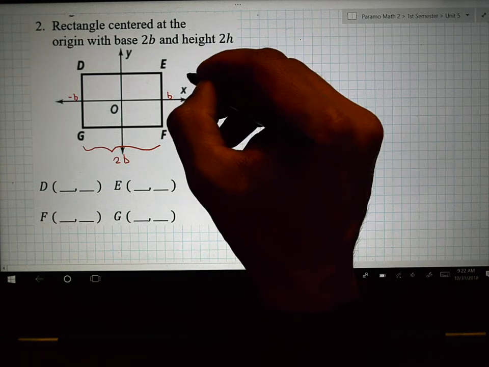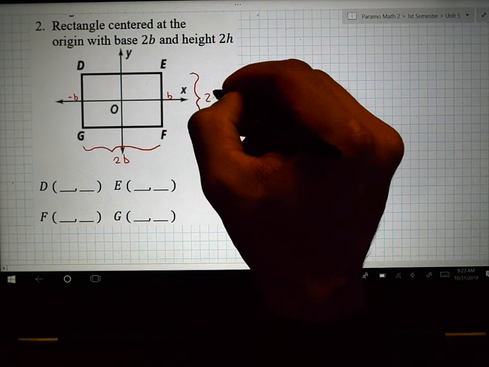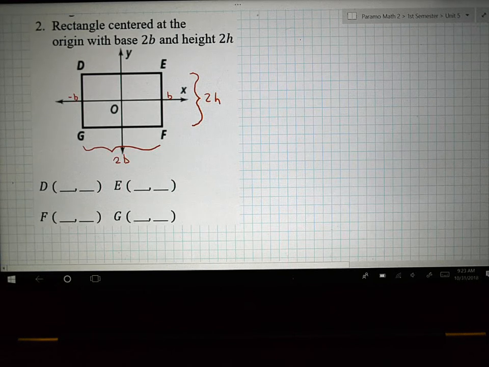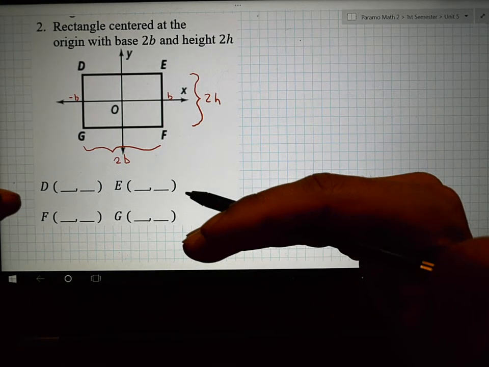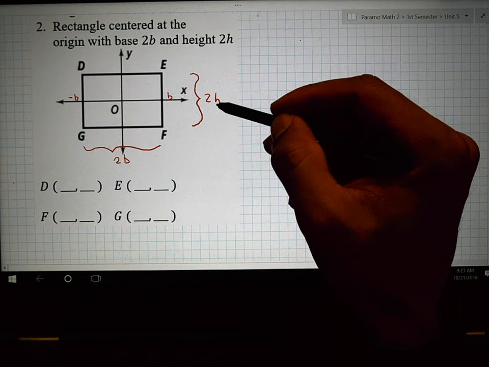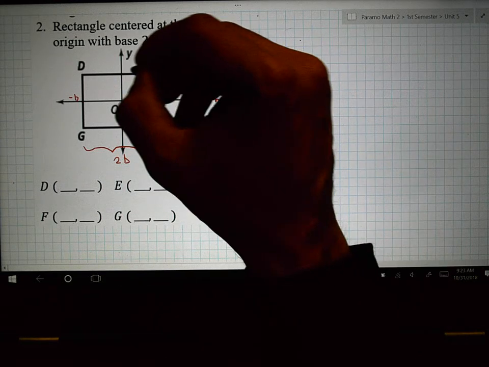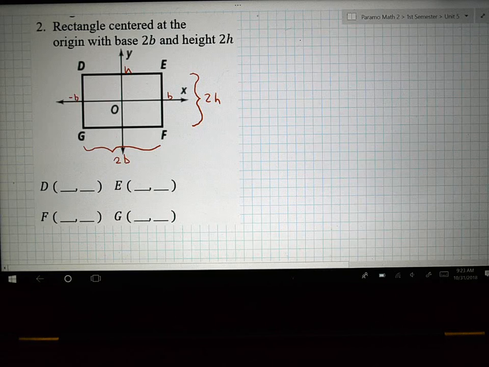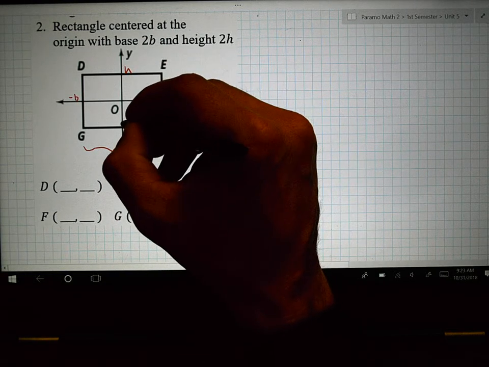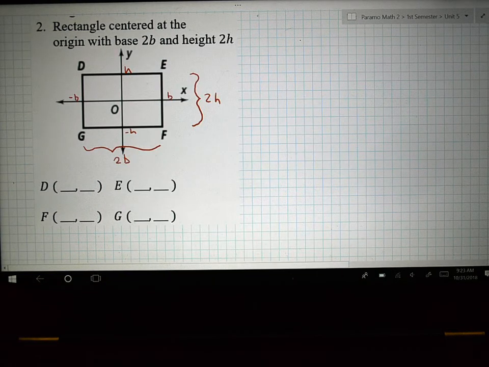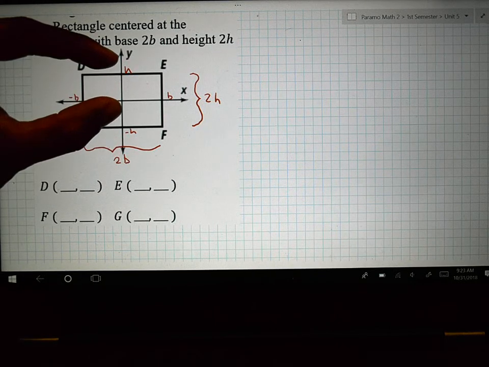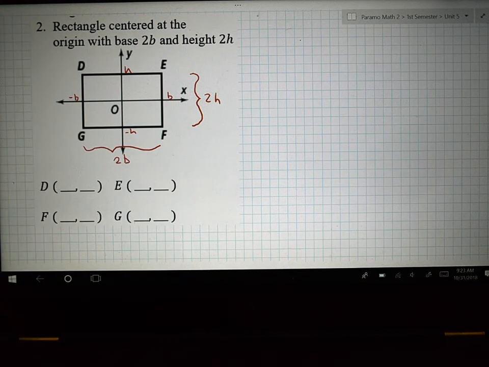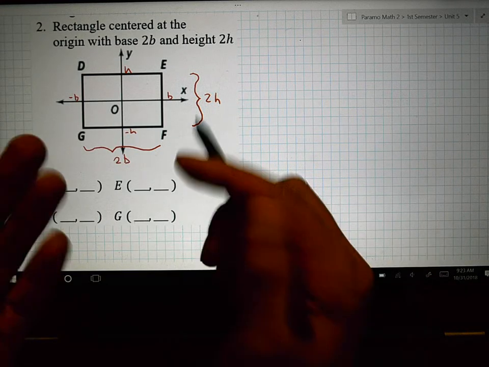The height is 2h. From here to here is 2h. But half of it's going in the positive direction, and the other half is going in the negative direction. So if I cut this in half, 2h divided by 2, that means I'm going up h units in the positive direction, and I'm going down negative h in the negative direction. You have 1h below the x-axis, and you have 1h above, and 1h and another h makes 2h for your distance.